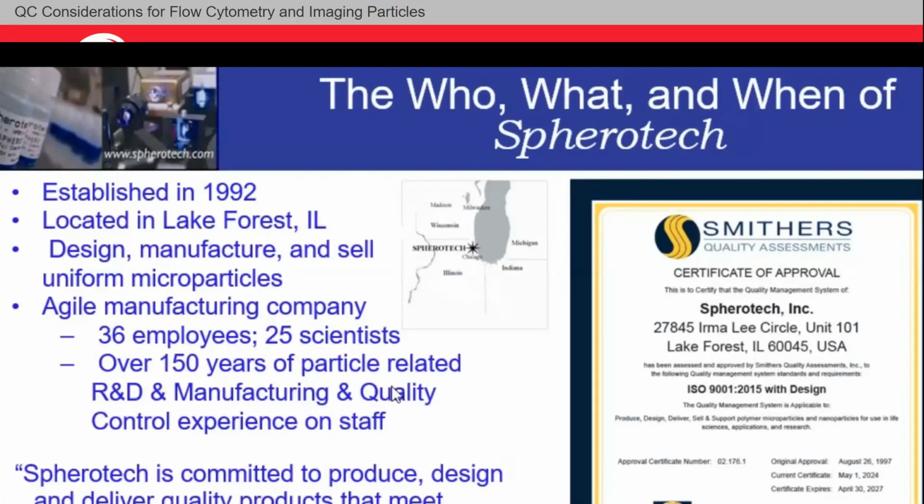And we're still a family-owned, fairly small organization. As you see here, we have between 36, maybe as high as 40 employees now, and somewhere between 25 and 30 of them are staff scientists. So we do have the ability to be small and agile for custom work, as well as robust enough with our over 150 years of manufacturing quality and research and development experience. We're an ISO 9001:2015 certified organization. And as we say, we're committed to produce, design, and deliver quality products that meet established consumer requirements, defined specifications.